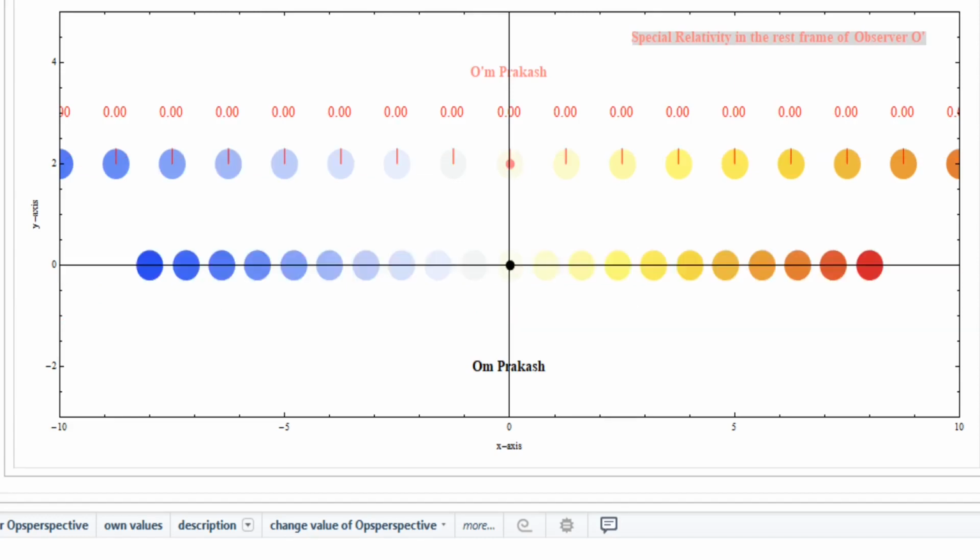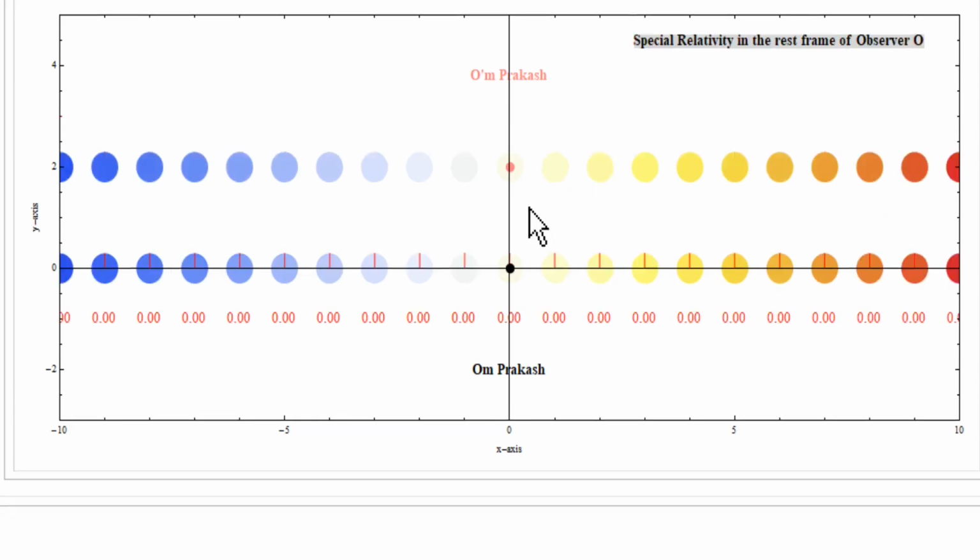So there is one small important point that I would like to make about this particular demonstration. In this demonstration, I deliberately chose the spacing between Om prime Prakash and his friends in their rest frame to be larger than 1 meter, and I chose it to be such that when beta is equal to 0.6, the spacing would appear to be exactly 1 meter as seen by the ground observers.